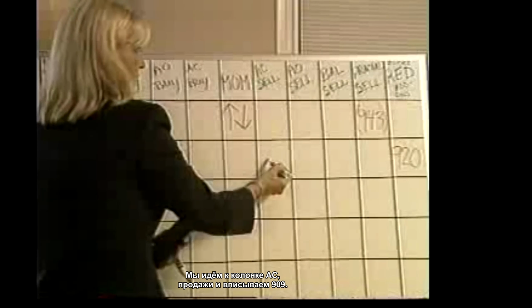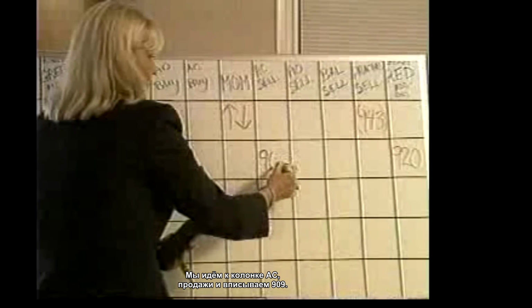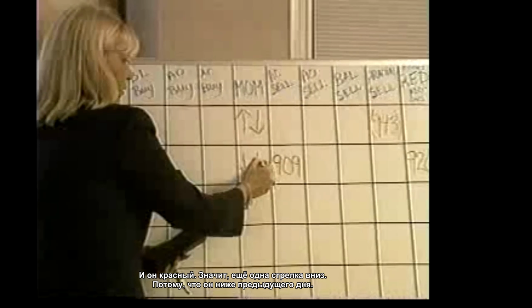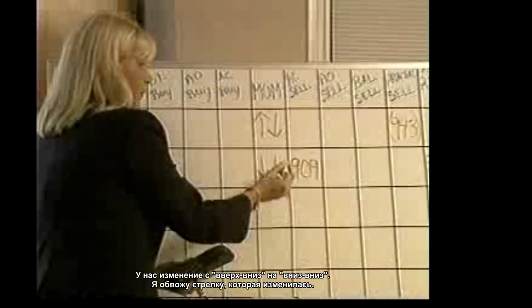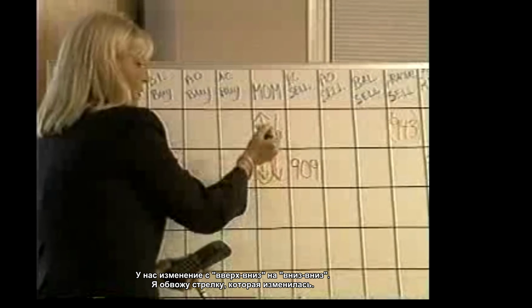And we also said that we had an AC sell at the low of the bar, which would have been at 909. So we're going to go here to the AC sell column and fill in 909. Now the mom in this case, it's below 0, so you know that's a down arrow, and it's red, so you know you have another down arrow because it's lower than the previous day. So what I want to do here, there's a change from an up-down to a down-down. So I want to circle the arrow that's changed so that I know I'm aware that there's been a change in the market of the current acceleration.